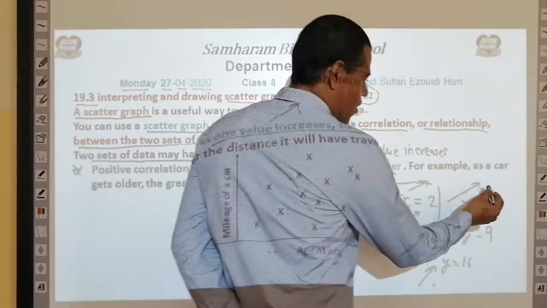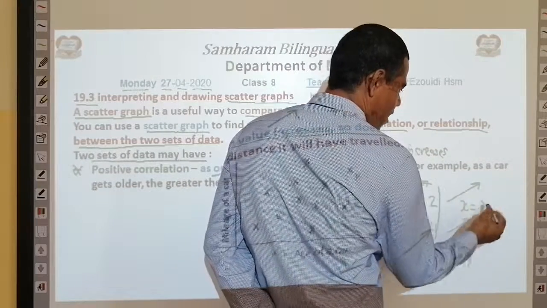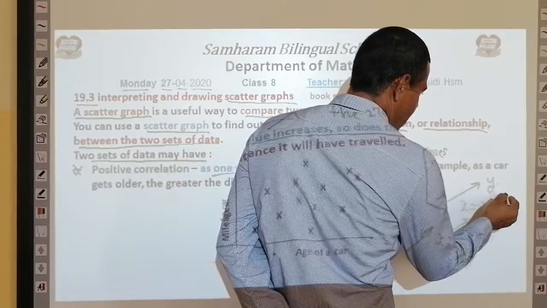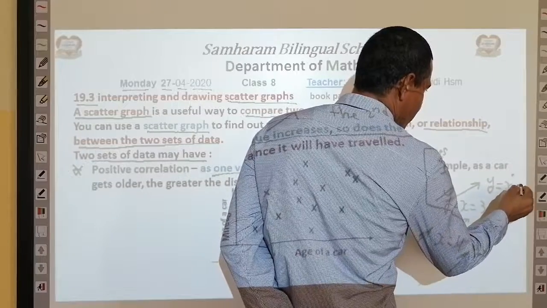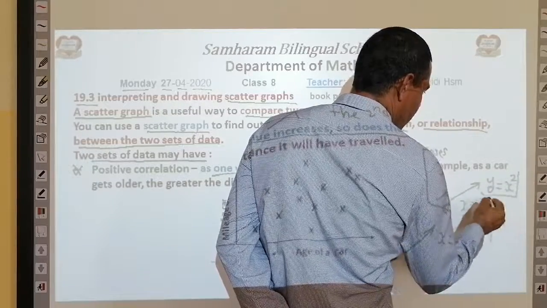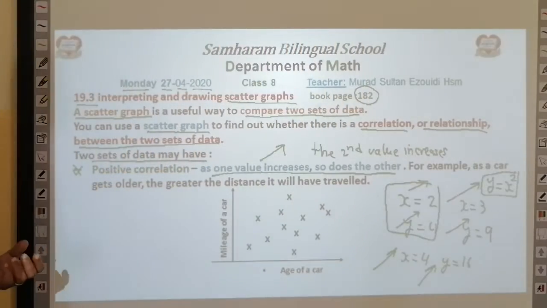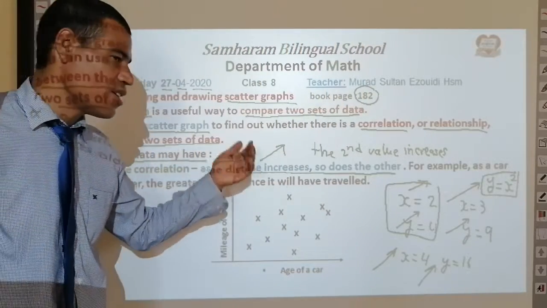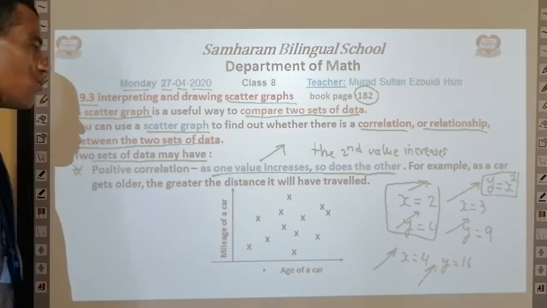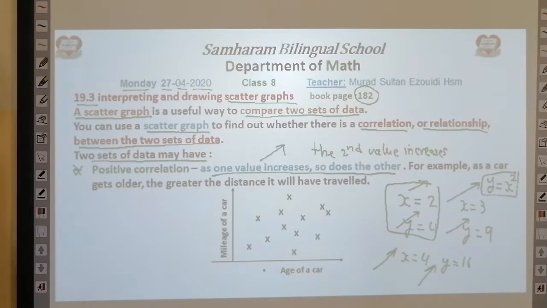The relationship between x and y is given like that: y equals x squared. This one is a positive correlation. Why? Because the value of x increases and the value of y increases.